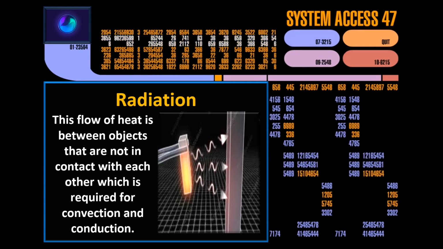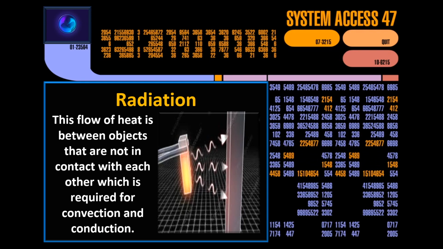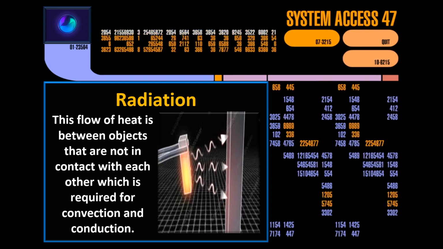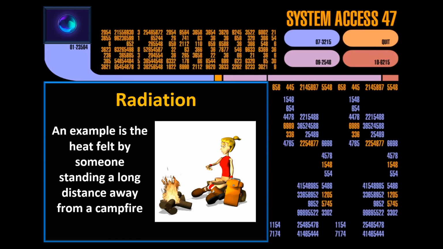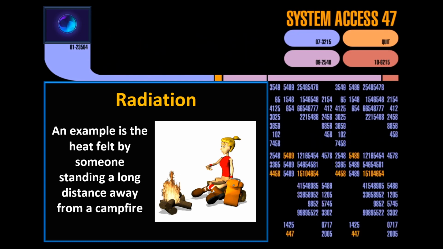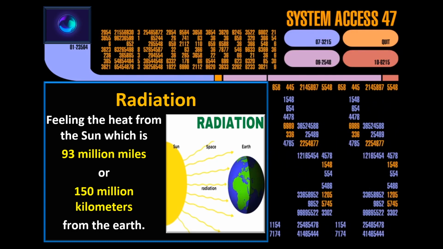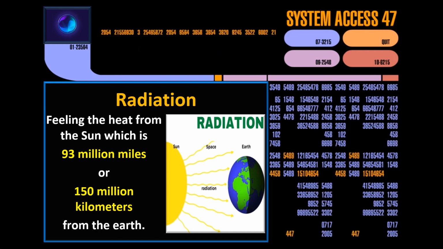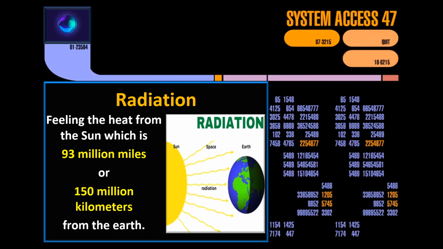This flow of heat is between objects that are not in contact with each other, which is required for convection and conduction. An example is the heat felt by someone standing a long distance away from a campfire or feeling the heat from the sun, which is 93 million miles or 150 million kilometers from the Earth. Correct, Aurora. It is interesting to realize that energy waves from the sun travel through space with no atmosphere, just vacuum, and still get hot enough to cause sunburn.